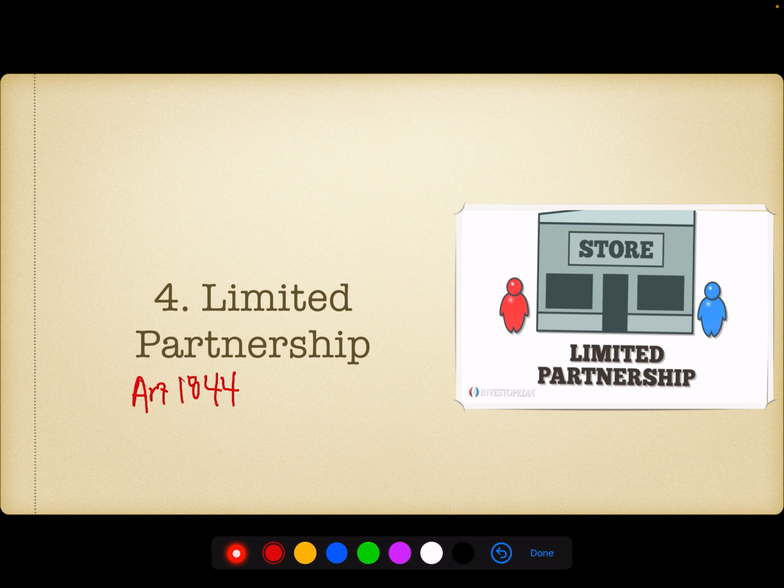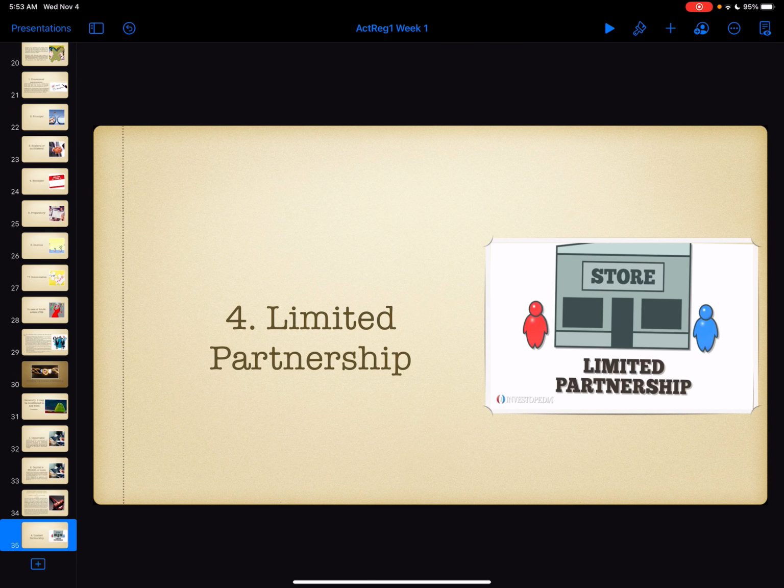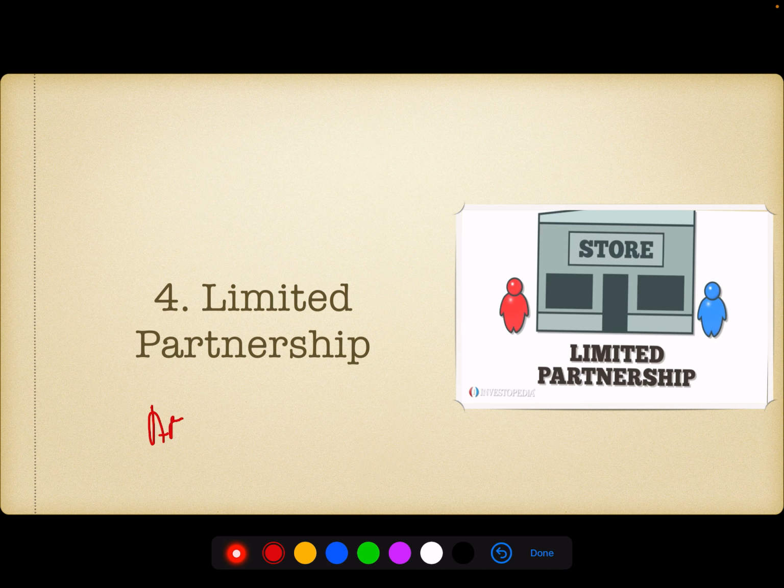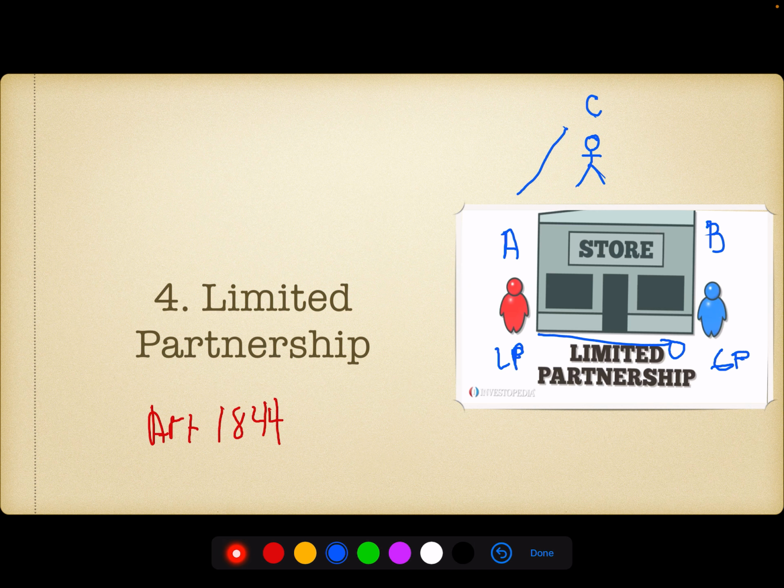So, for example, in this case, I'll just rewrite Article 1844 for your reference. If in this case, A is a limited partner and B is a general partner, if these partners failed to execute a certificate of limited partnership, A is still a limited partner in relation to B, but if ever there are liabilities to say C, A will be considered a general partner only to C.